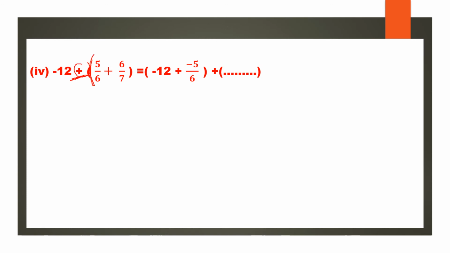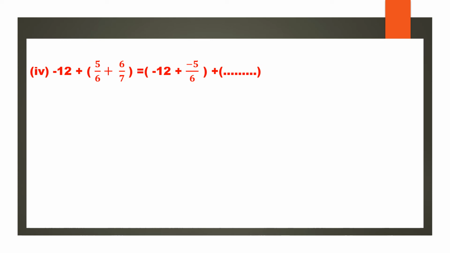Okay, so let us go to the next question. So here is your next question. Minus 12 plus, observe carefully here. Plus is there, so you cannot distribute. Before the bracket, if there is a plus symbol or minus symbol, you cannot distribute this. So here the distributive property is not used. That one you should make sure. So minus 12 plus 5 by 6 plus 6 by 7 equals minus 12 plus 5 by 6 plus what is the remaining thing? 6 by 7.